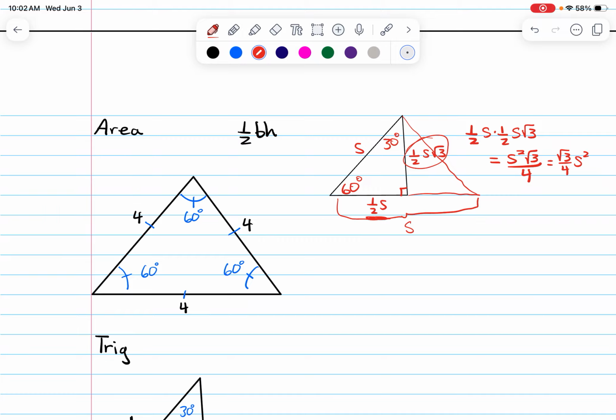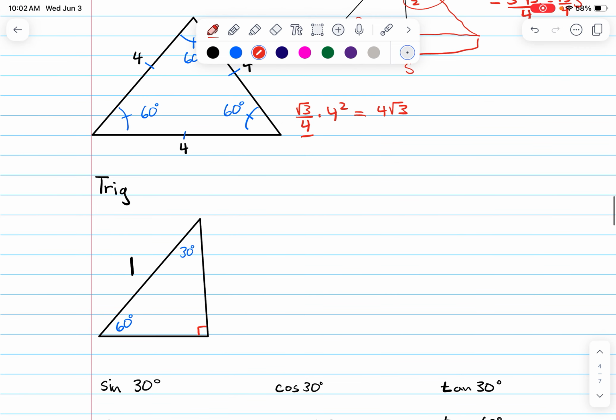Okay, now let's see how this works. Here I've got a side of 4. So it's going to be the square root of 3 over 4 times 4 squared. Yeah, look at that. So that's going to be 4 square roots of 3. Yeah, that's the area, of course, in square units.